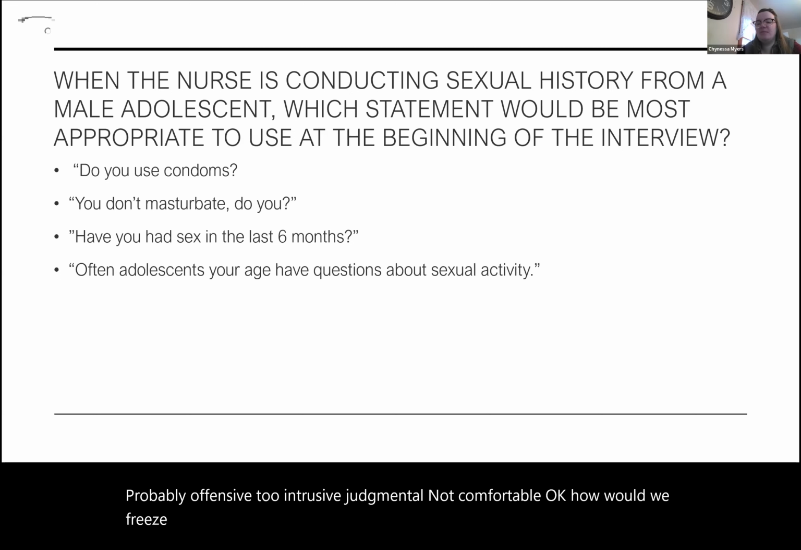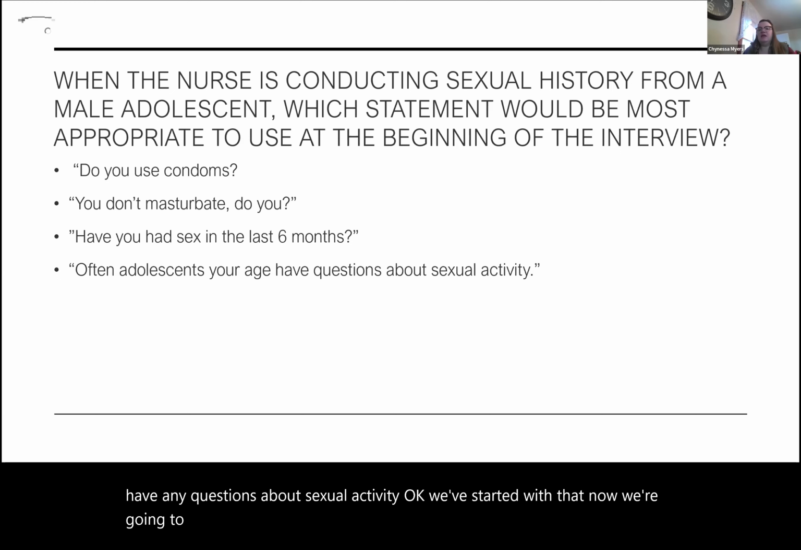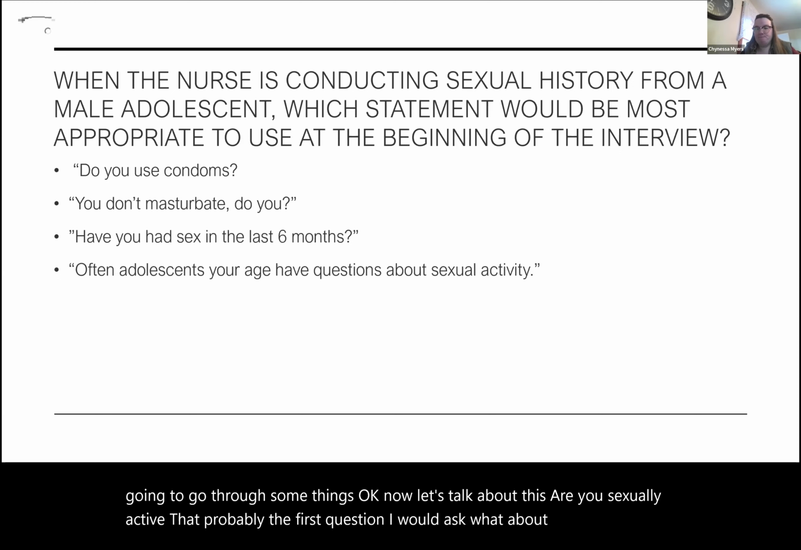Because once we set up that rapport with them, we ask them, do you have any questions about sexual activity? Okay. We've started with that. Now we're going to go through some things. Okay. Now let's talk about this. Are you sexually active? That'd probably be the first question I would ask. What about you? Think so?